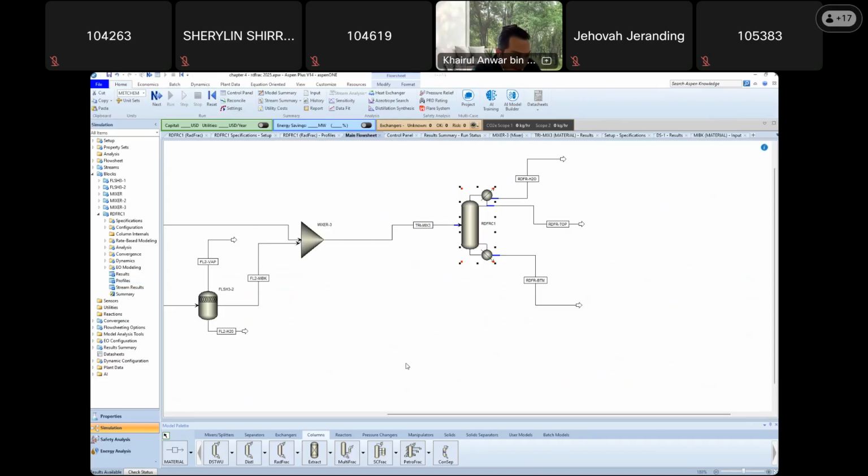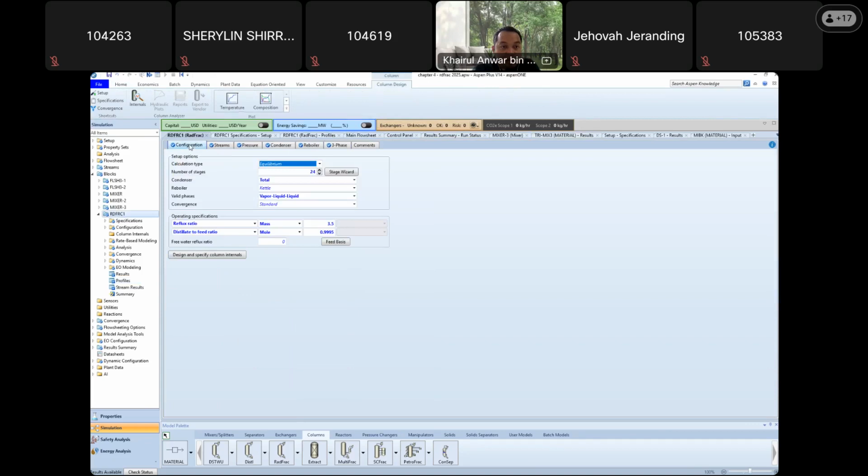As pointed out earlier, the design aspect of the column internal can be dealt with under the red flag block. The missing hydraulic data will pop up asking to generate the hydraulic data. Go to configuration. Under configuration, there's design and specify column internal. Following that, click on the generate button to initiate the process of entering hydraulic data.